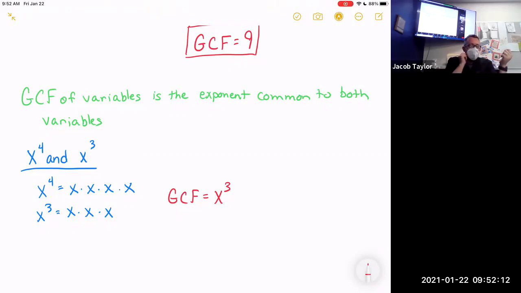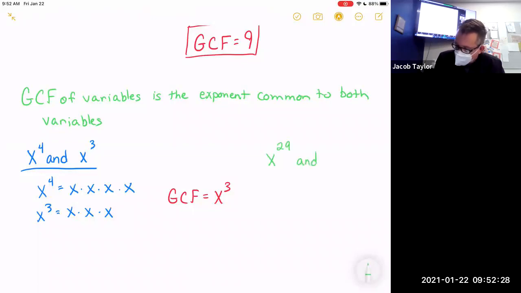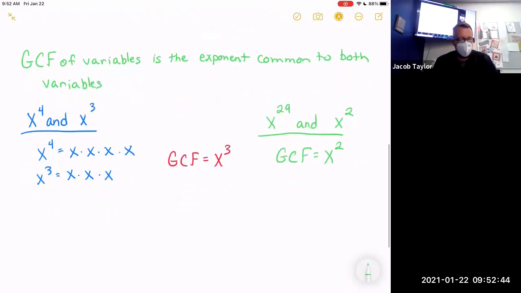So the variables are much easier to find the GCF of. You just find the variable with the lowest exponent. That's the GCF. So if I asked you for the GCF of x to the 29th and x squared, the GCF would be x squared. It's not 2, it's x squared, but yes, the 2 exponent. X squared would be the GCF.